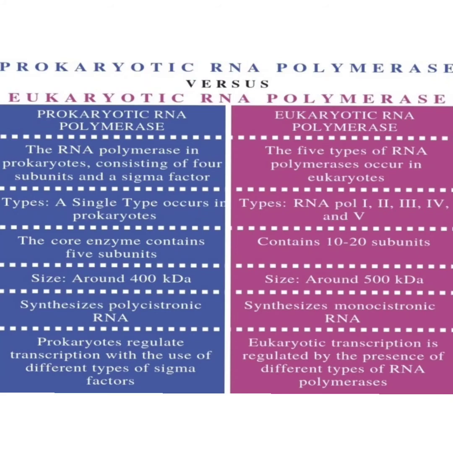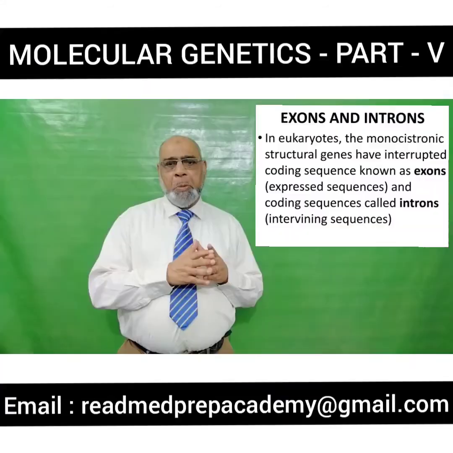The core enzyme contains 5 subunits, whereas in eukaryotes, it contains 10 to 20 subunits. The size is around 400 kDa, whereas the size in a eukaryote is around 500 kDa. Prokaryotes synthesize polycistronic RNA, whereas eukaryotes synthesize monocistronic RNA. Prokaryotes regulate transcription with the use of different types of sigma factors. Eukaryotic transcription is regulated by the presence of different types of RNA polymerases.